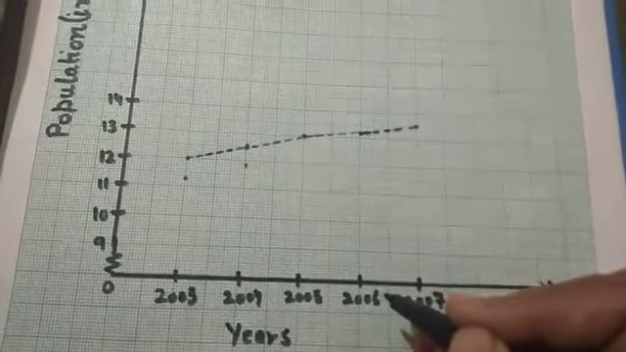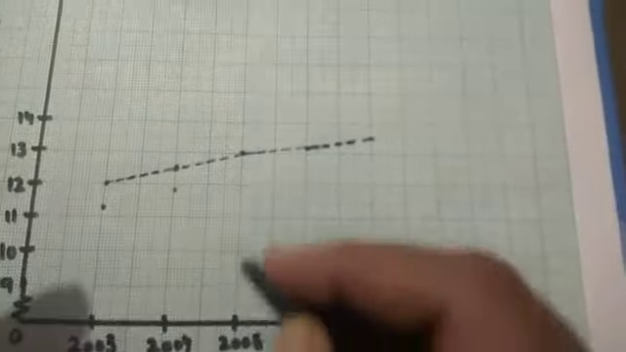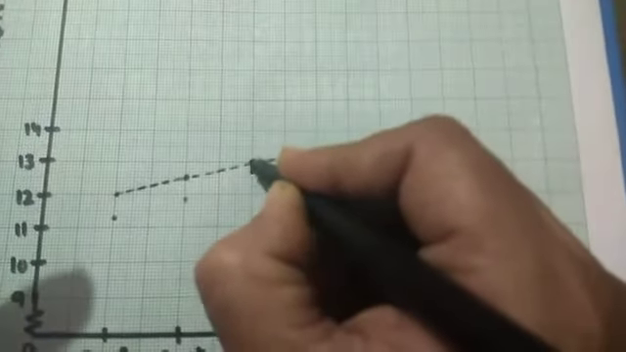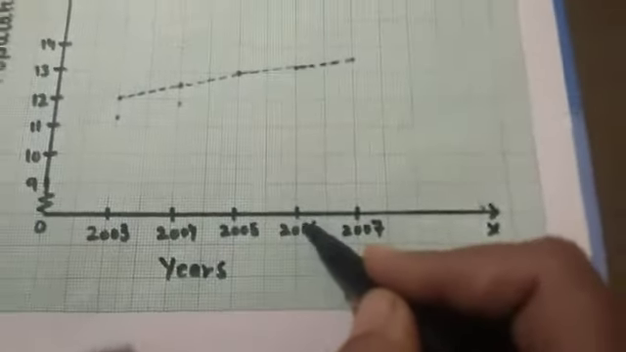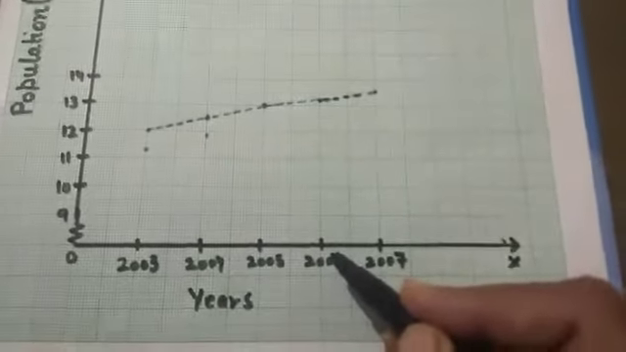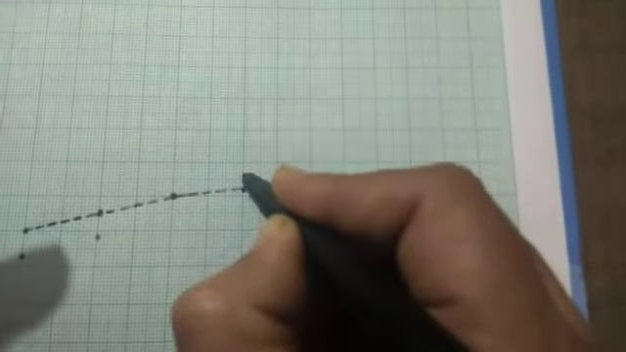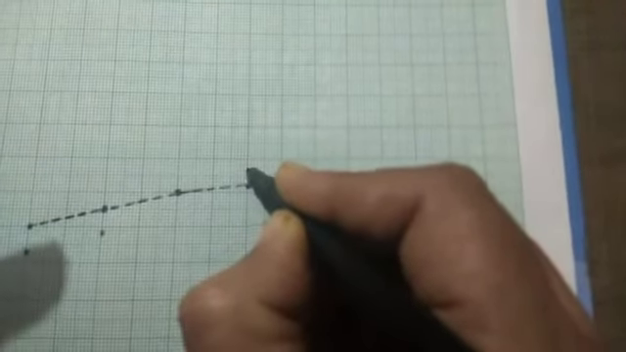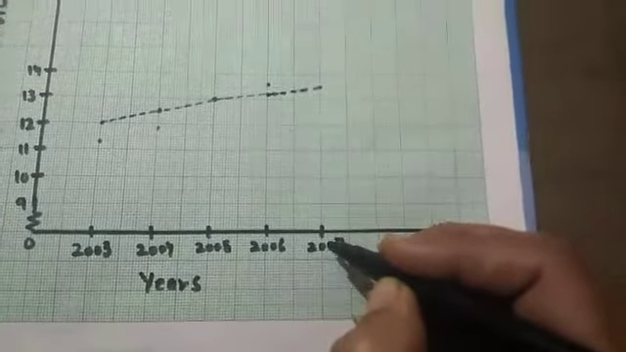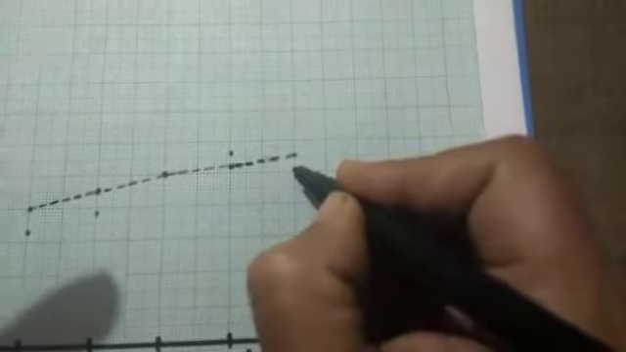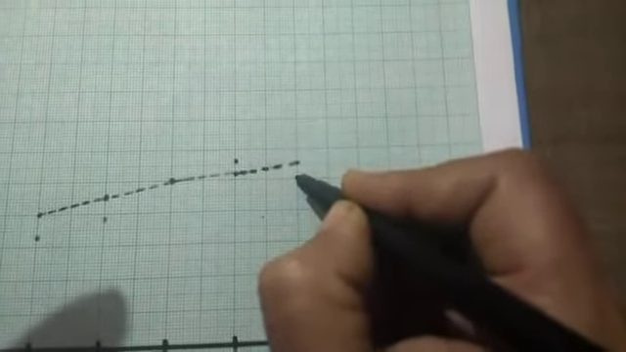Then 2005, 13,000. Same. Men and women, the population was same. 2006, 13.6. This is 13.6. And in 2007, 12.8. This is 12.8.